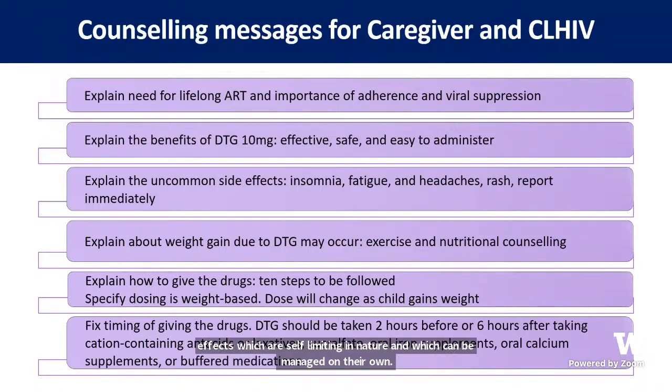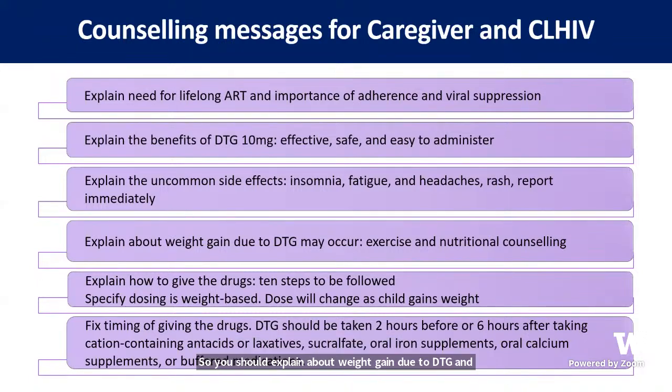You should explain about weight gain due to DTG, and if there is a tendency towards excess weight gain, then you may have to advise exercises and nutritional counseling. You should also explain how to give the drug. So 10 steps are to be followed, which I have already discussed. Specify the dosing. Specific dosing is weight based, so the dose will change as the child gains weight. You have to talk about this with the family. Otherwise, the family may think that you are giving extra doses, so my child may have some problems. So you have to be very careful. You need to address these issues when doing counseling.